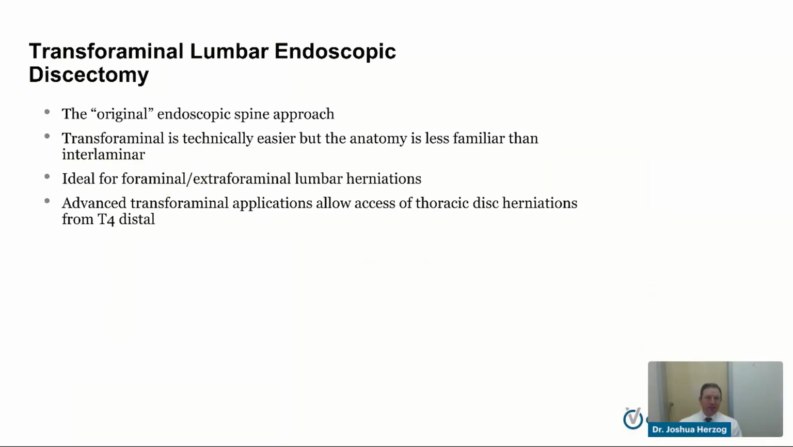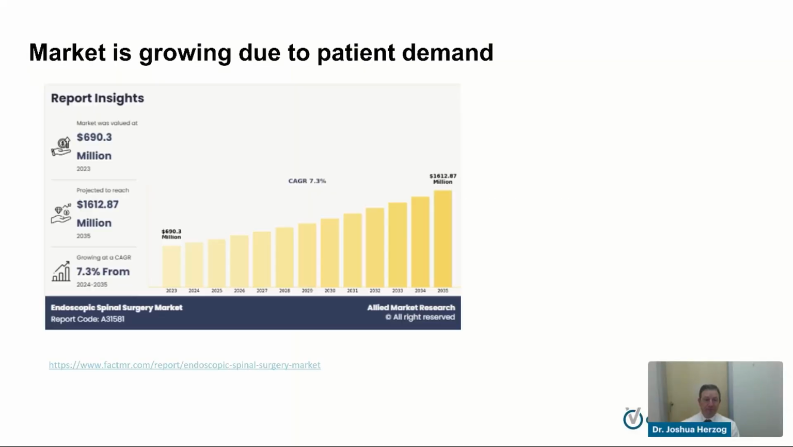And this transforaminal endoscopic discectomy is one of the original endoscopic spine procedures. It's really what it was kind of created for. It's very hard to do it without this endoscope. And so again, it's ideal for foraminal or extraforaminal disc herniations. It's very useful for thoracic disc herniations up higher in the spine, where we can gain access out lateral without doing a large dissection or a larger type surgery in the middle of the thoracic spine.